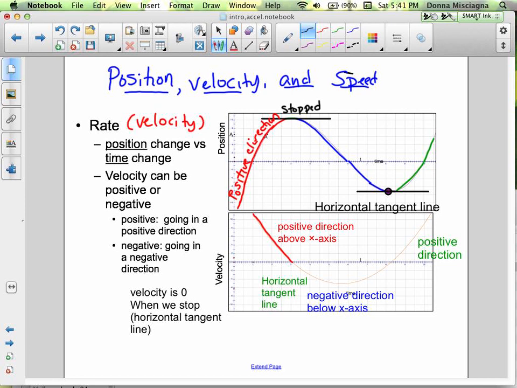Notice a horizontal tangent line on the position function equals an x-intercept on the velocity function. And I do believe this is in your notes. It may be all filled in.